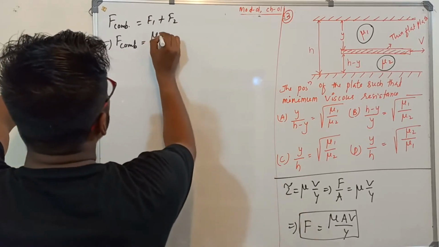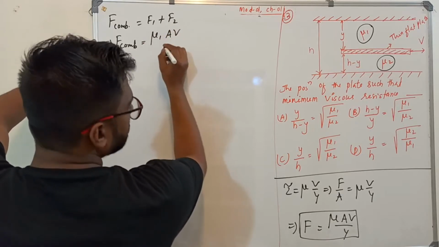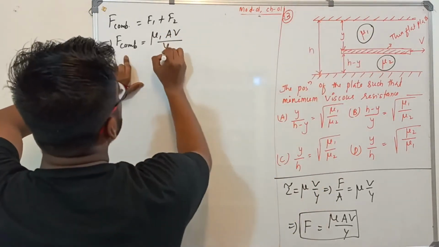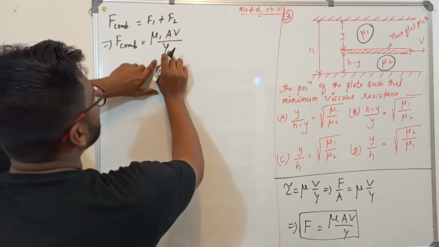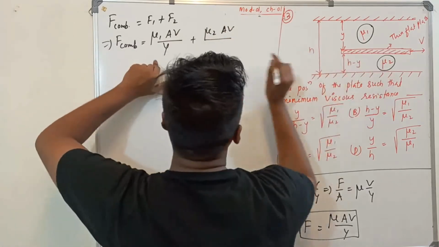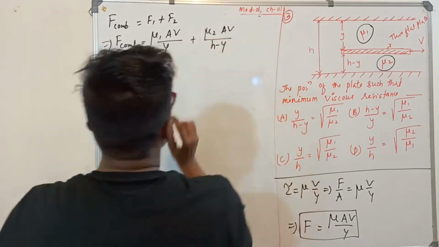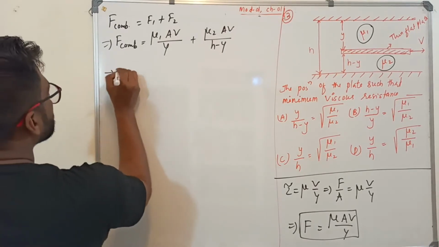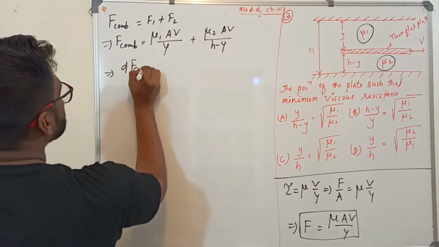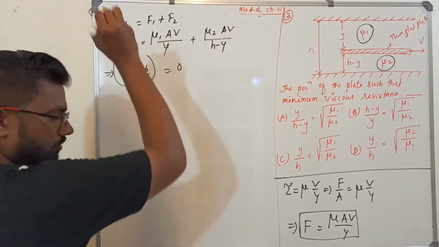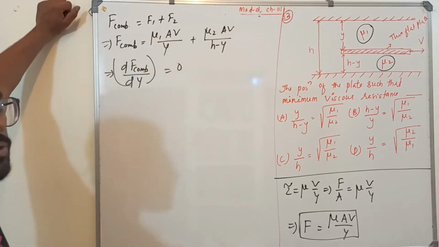F1 is mu1 times area times velocity, with uniform area and uniform velocity, divided by y. Because for mu1 I am taking y, plus mu2 A V over the thickness, which is h minus y. This combined resistance is taken to be minimum. Whenever they say combined minimum, what does it mean? The differentiation becomes 0. So dF combined by dy should be 0.